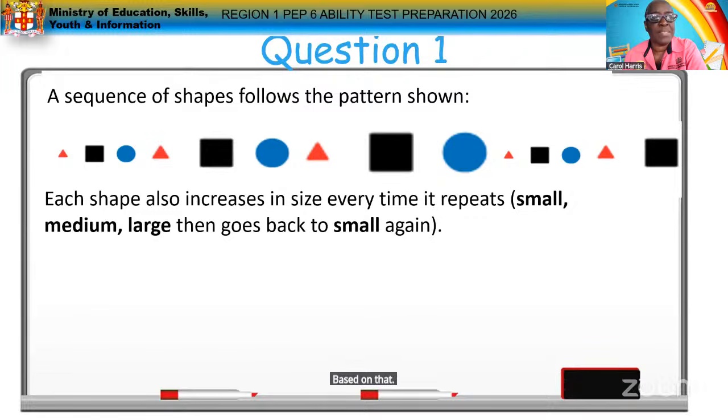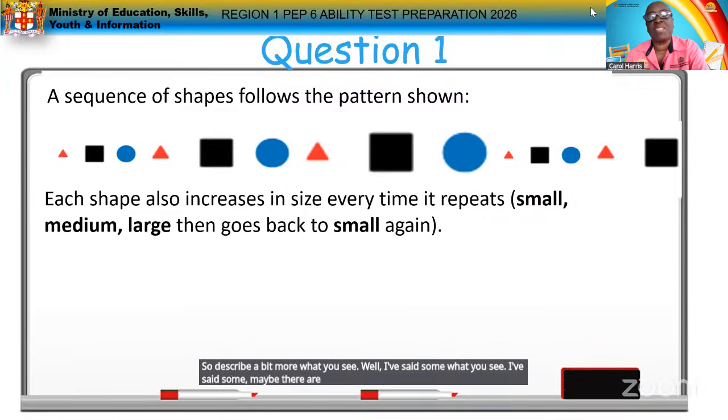I will just ask you now. I see a hand raised. What would you like to answer? Let me hear what that raised hand is about. So describe a bit more what you see. I've said some of what you see, but maybe there are other things you have seen. Describe for me some of the things that you see.